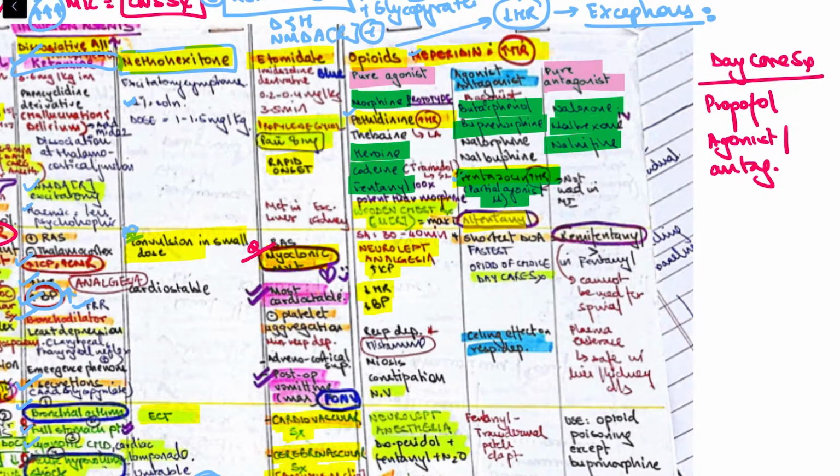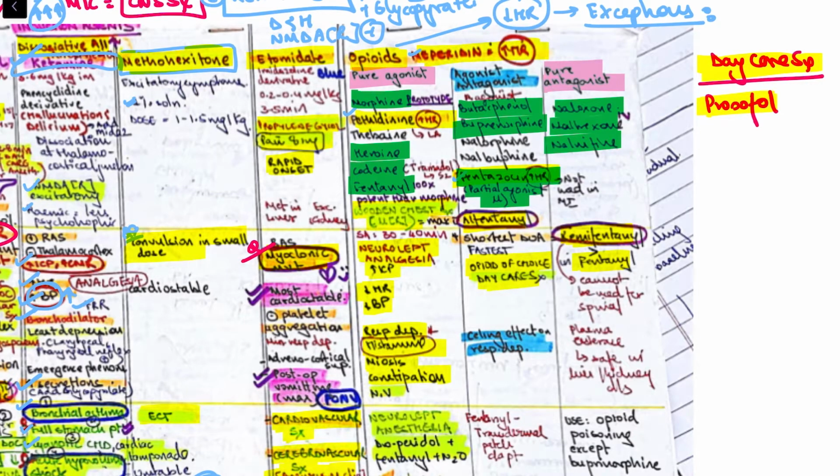So the opioid with the shortest duration of action is remifentanil, more than alfentanil and fentanyl. And since it has a short duration of action, it will be the opioid of choice in daycare surgery. Okay? In daycare surgery, the induction agent that is used is propofol. But if the question is asked what is the opioid of choice in daycare surgery, then the answer will be remifentanil, right?